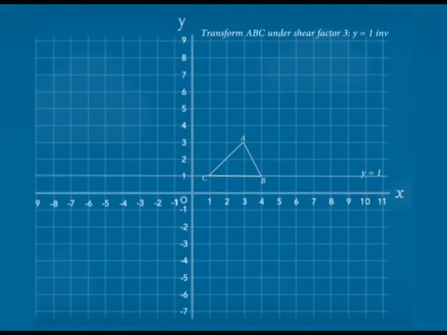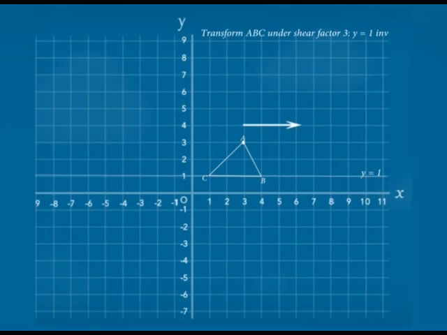For example, we have triangle ABC and we want to get its image under a shear with shear factor 3 and y = 1 as the invariant line. Two things to remember. 1. Points B and C lie on the invariant line, and so they don't change. Only point A will change. 2. The shear factor is positive, so displacement is to the right. Remember, it has to be parallel to the invariant line.